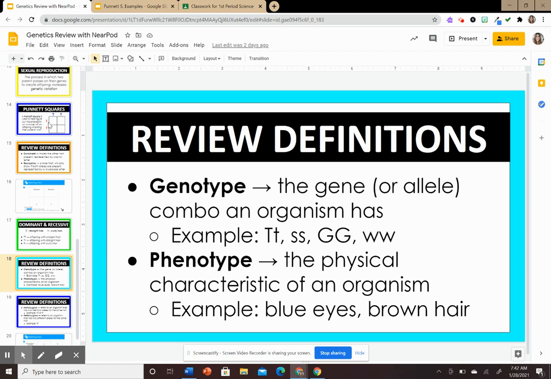Now, the phenotype, that's just the physical trait of the organism. So the genes are represented by the letters, and then when we're actually talking about the actual trait and not just the genes, then that's when we start talking about blue eyes or brown hair or purple skin. You know what I mean?